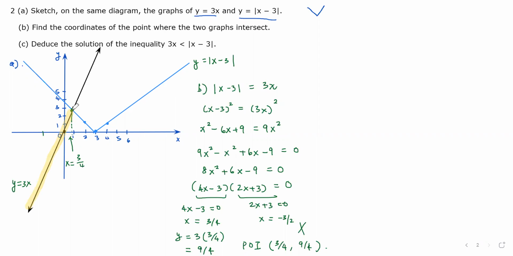So for this case, you see that to the left of 3 over 4, the graph of 3x is below the graph of the modulus of x minus 3. Then over here for part C, the solution to the inequality must be x less than 3 over 4.